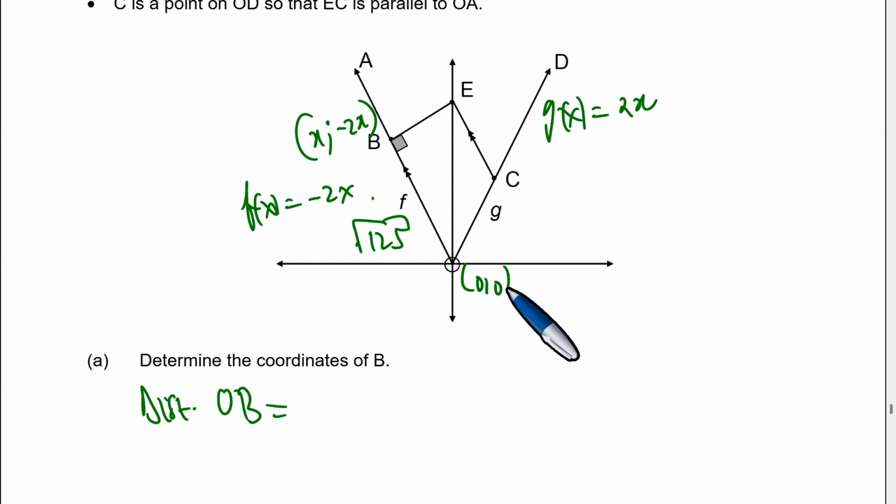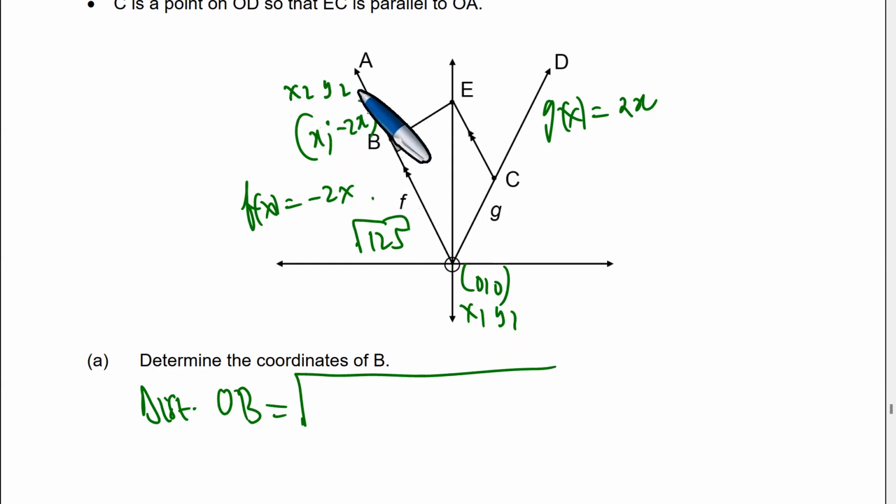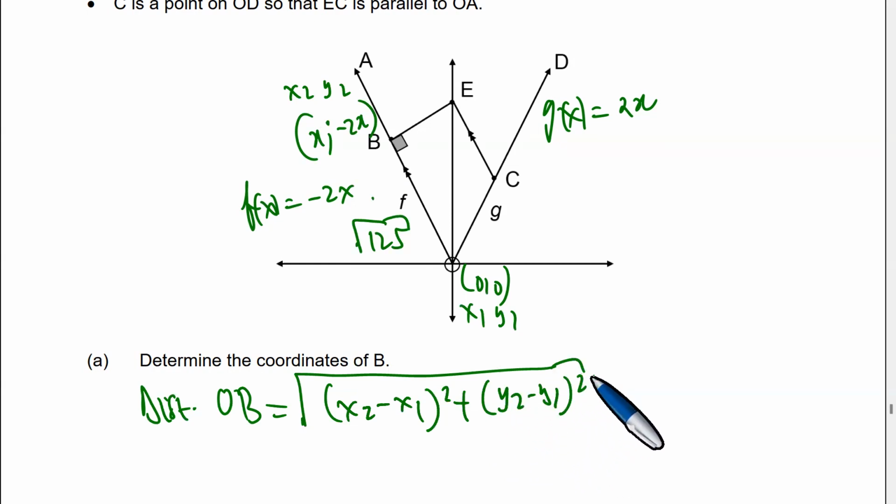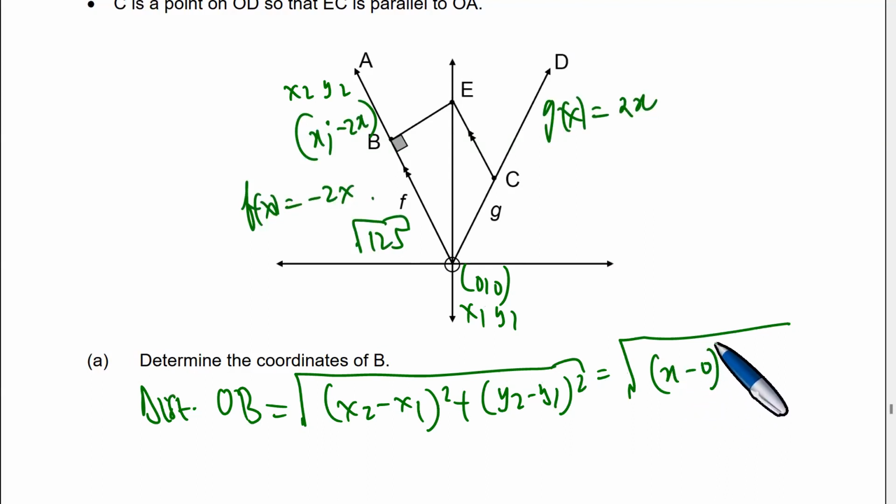Obviously O is the origin. So the distance OB: this one is x1, y1, and this is x2, y2. So you're going to have x2 minus x1 squared plus y2 minus y1 squared. We're finishing. This is the last question, and then we can take a break. What is x2? x2 is x, minus x1, which is 0, squared. y2 is minus 2x, and y1 is 0, squared.